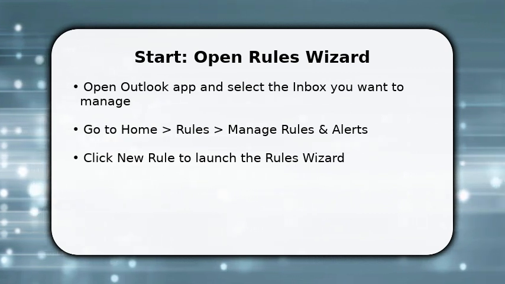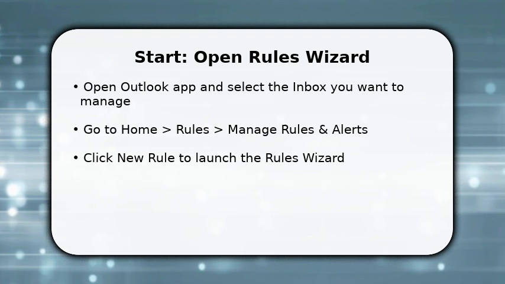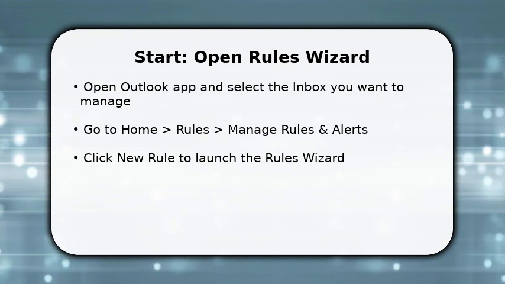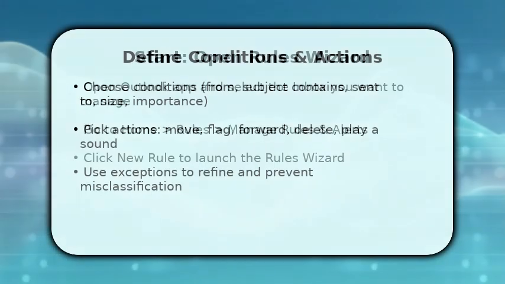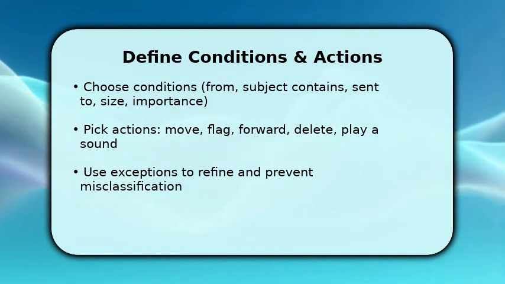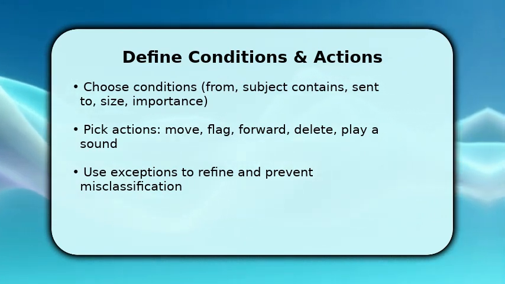Make sure to work on the correct account, otherwise the rule won't apply where you expect it. You now define the rule logic, conditions, and actions. Start by checking conditions like sender address, subject keywords, or importance so the rule targets exactly what you want.